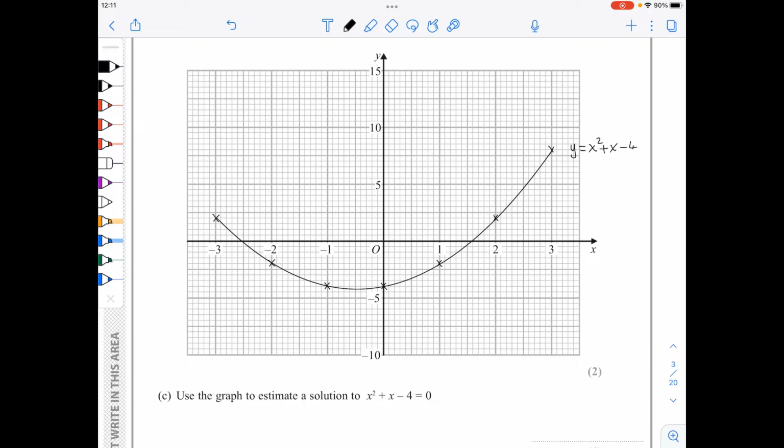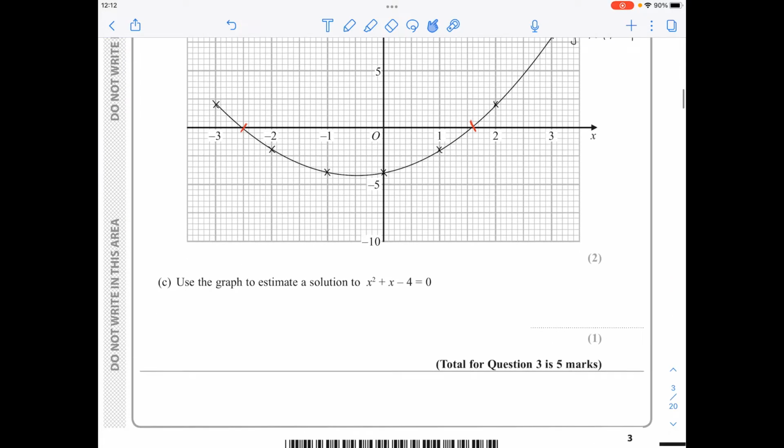And we are then told to use the graph to estimate the solution. So it could be this one here or this one here. So it could be minus 2.5 or 1.6. So minus 2.5 or 1.6 are two possible solutions.